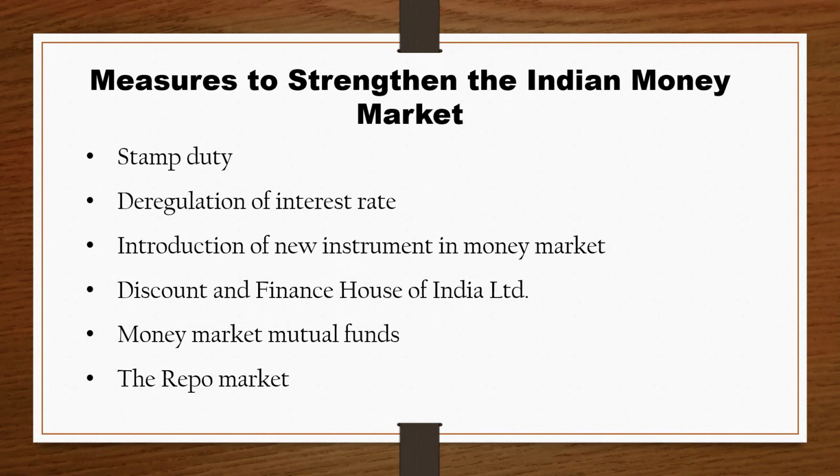The third measure was the introduction of new instruments in the money market by RBI. RBI has introduced 182 days treasury bills, 364 days treasury bills, that is long term maturity treasury bills, which we can call dated government securities, certificates of deposits, and commercial papers.